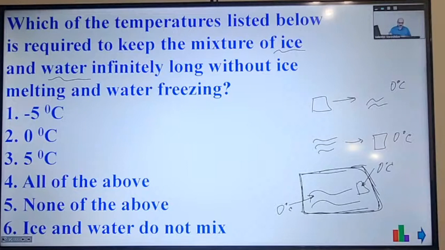In this state, this mixture might last forever. But again, it can happen only when all parts of the system are at this specific temperature, the transition temperature, the phase change temperature. So it means the answer is 0 Celsius.